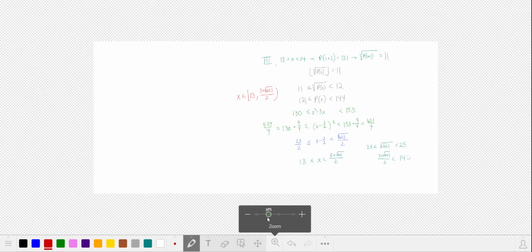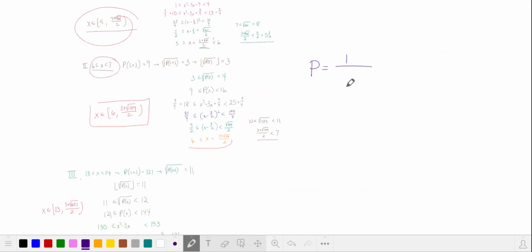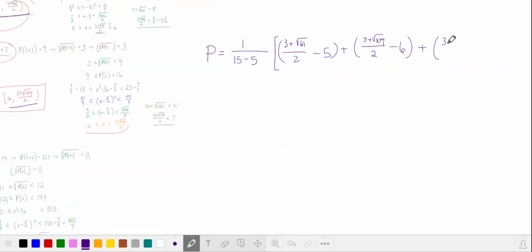Now let's find our probability. The denominator of our probability is the range of our interval from x equals 5 to 15, and the numerator is the range of these three intervals, so we'll subtract to find the length of that range. For case 1, we're going to take 3 plus root 61 over 2 and subtract 5. For case 2, subtracting the upper bound from the lower bound, and the same thing for case 3.